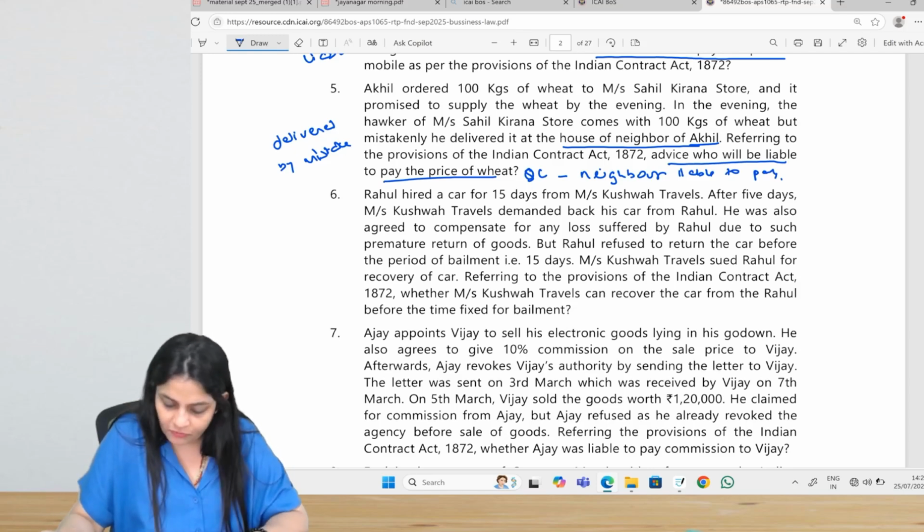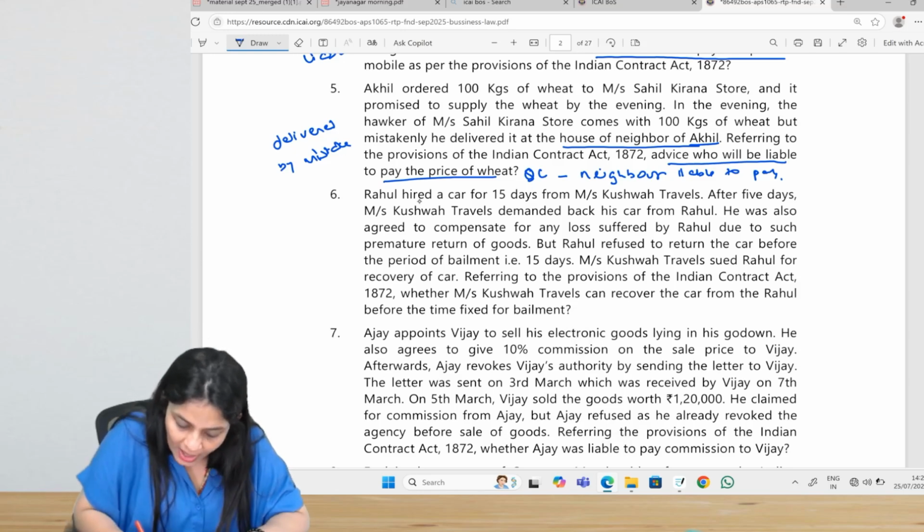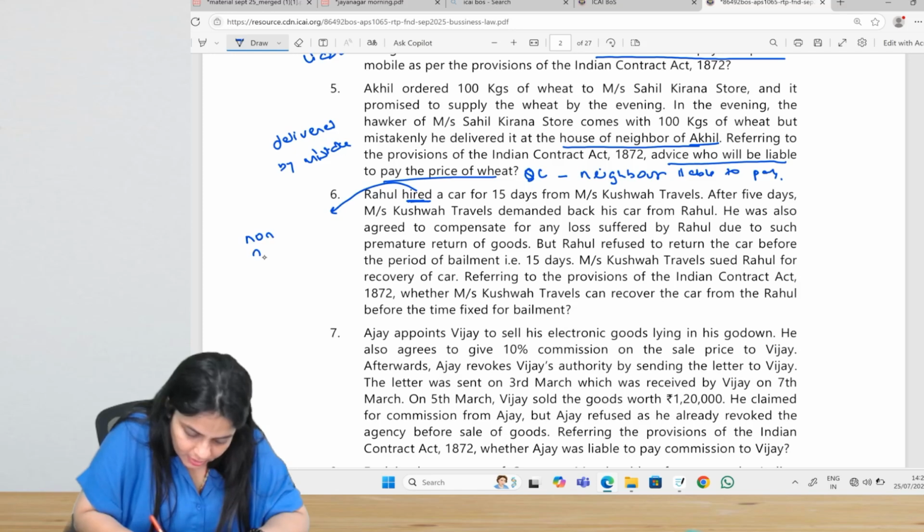Rahul hired a car for 15 days from Messrs. Kushwa Travels. After 5 days, Messrs. Kushwa Travels, he is hired. Gratuitous or non gratuitous? Non gratuitous.